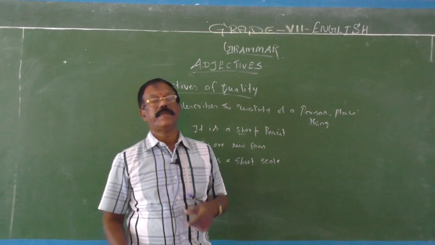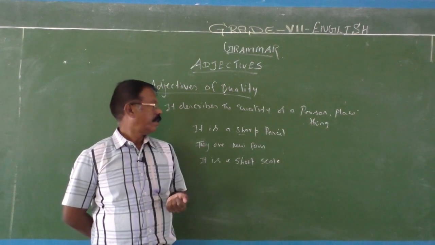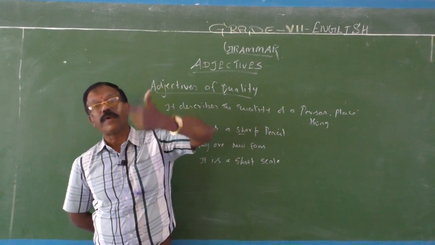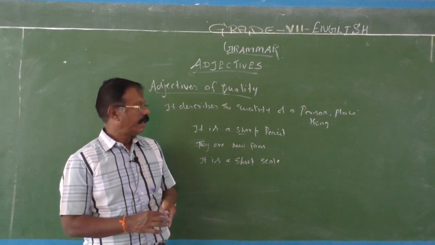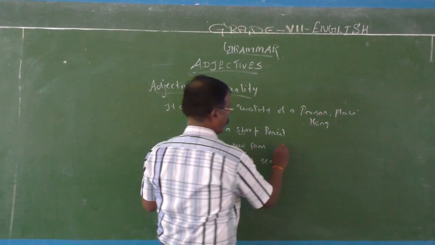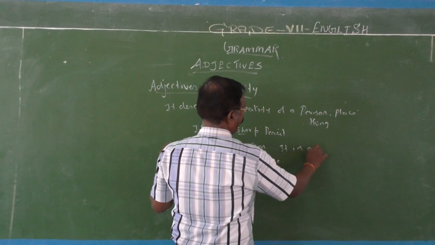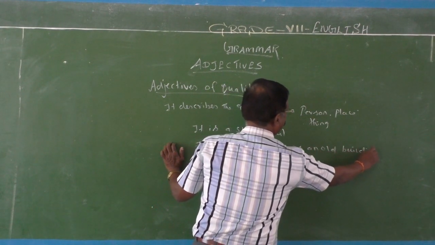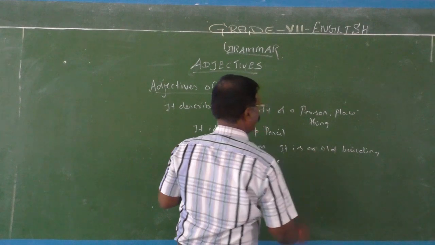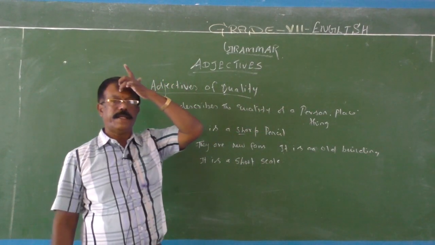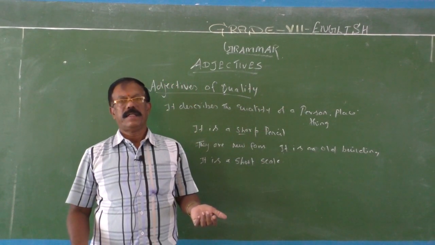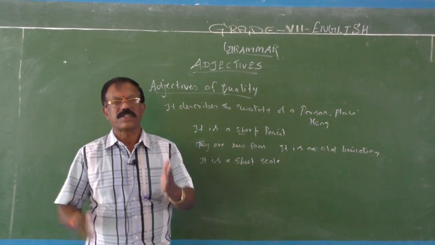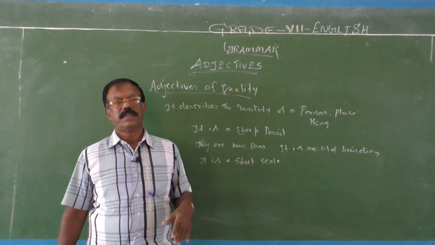That is the quality of the pencil. What kind of pencil is it? What type of fans are they? They are new fans. See, then old building. It is an old building. See, in this example, what kind of building is it? It's an old building. It's a new building. It's a short scale. It's a long scale. It's a short route. It's a long route.